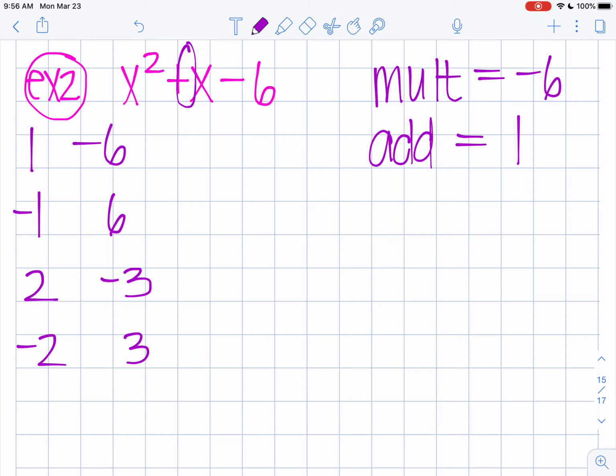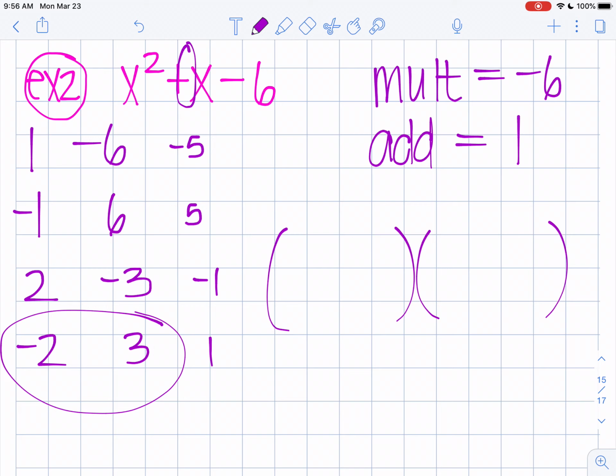So negative 1 plus negative 6 is negative 5. Negative 1 plus 6 is 5. 2 plus negative 3 is negative 1. And negative 2 plus 3 is positive 1. So I'm looking at these ones right here. So my factors, I have an x and an x, I have a negative 2 and a positive 3. That's my answer.